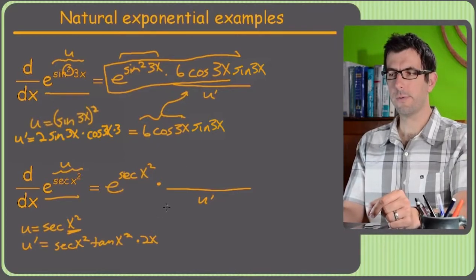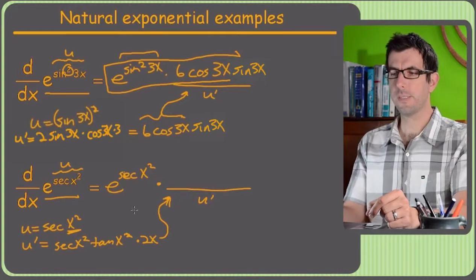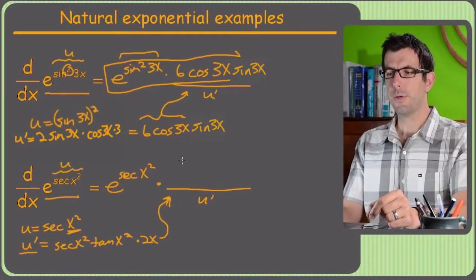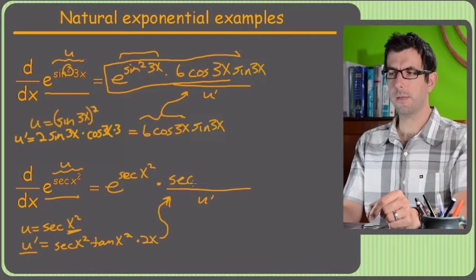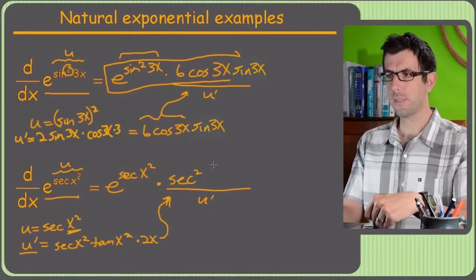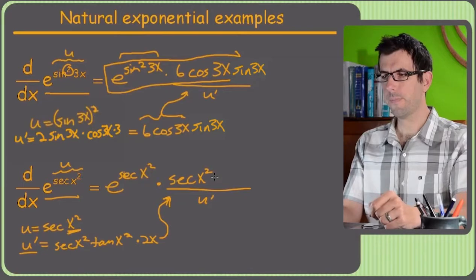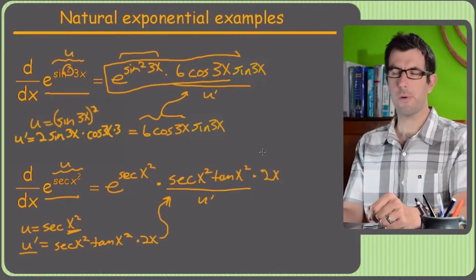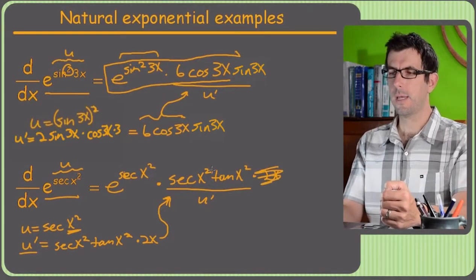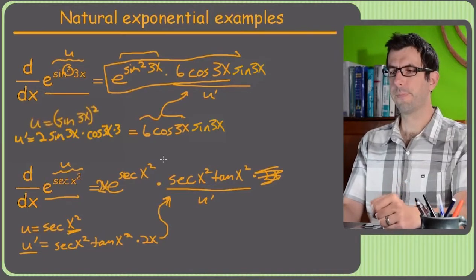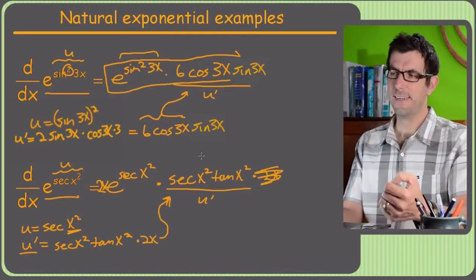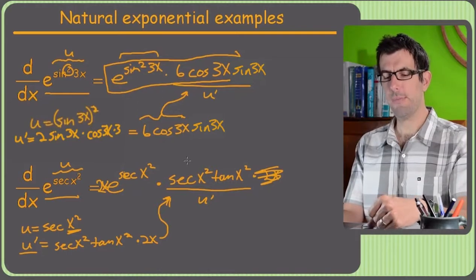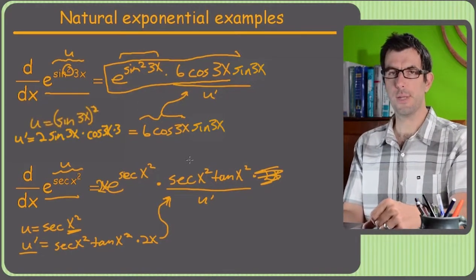All right, so now I'm going to take all this stuff and plug it in right there for u prime, since this was u prime. So I've got secant of x squared tangent of x squared times 2x. Now, if you really want to make this look pretty, maybe take the 2x and put it out front. Not that that looks great either, but the point is, you can rearrange this a little bit, but you don't need to do a lot.